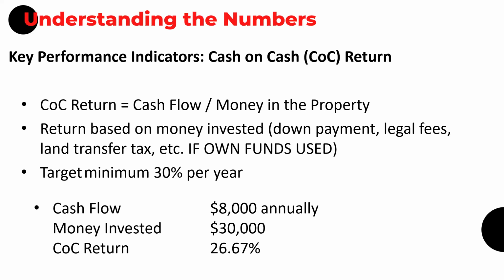So, what we are looking for is a targeted minimum of about 30% per year. So, if our cash flow is 8,000 annually and our money invested is 30,000, that's a cash on cash return of 26.67%. And again, remember, cash on cash is based on actual money invested in the property.